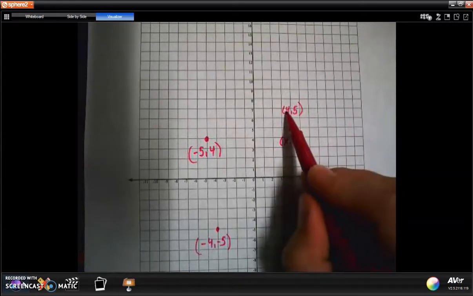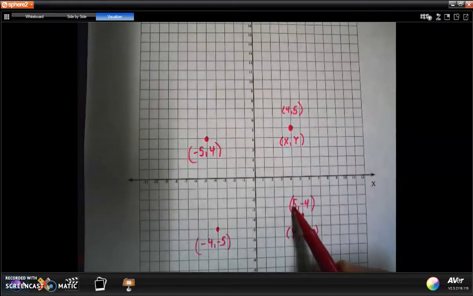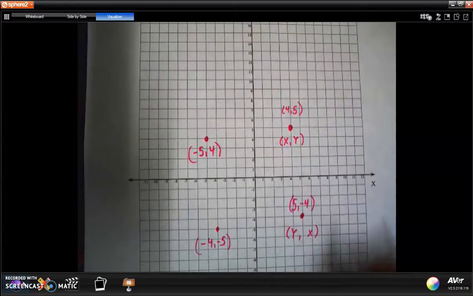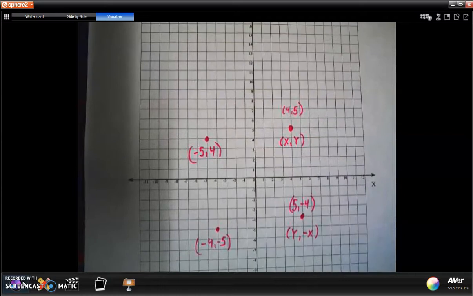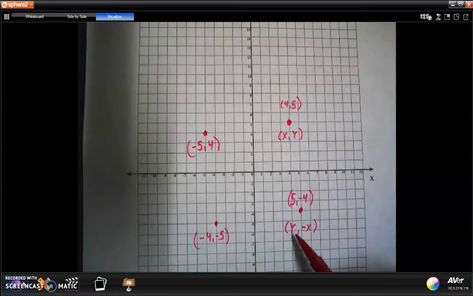It was positive 4, positive 5. Then it became positive 5, negative 4. So the x became its negative. And there's your first rule. When you rotate 90 degrees clockwise, x, y becomes y, negative x. Or they switch, and the x becomes negative.